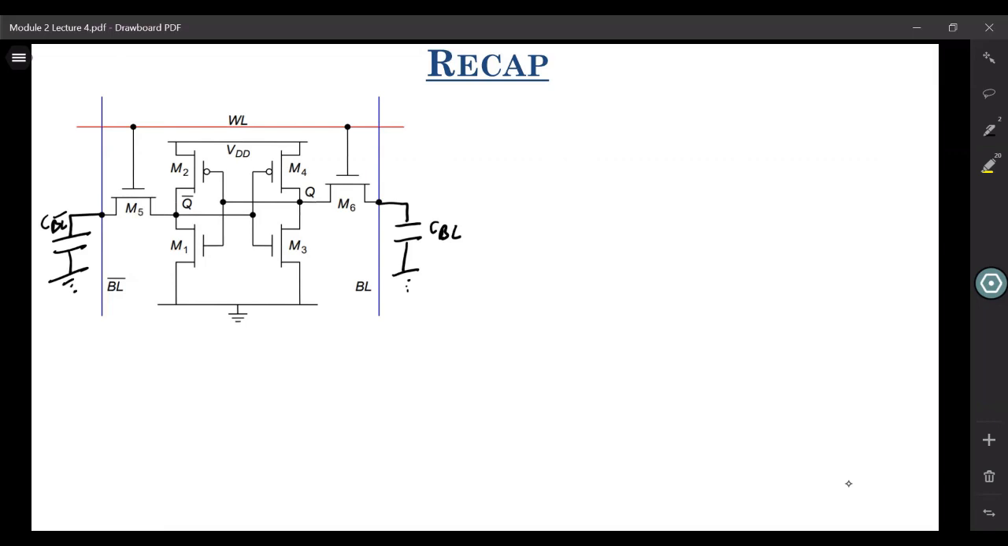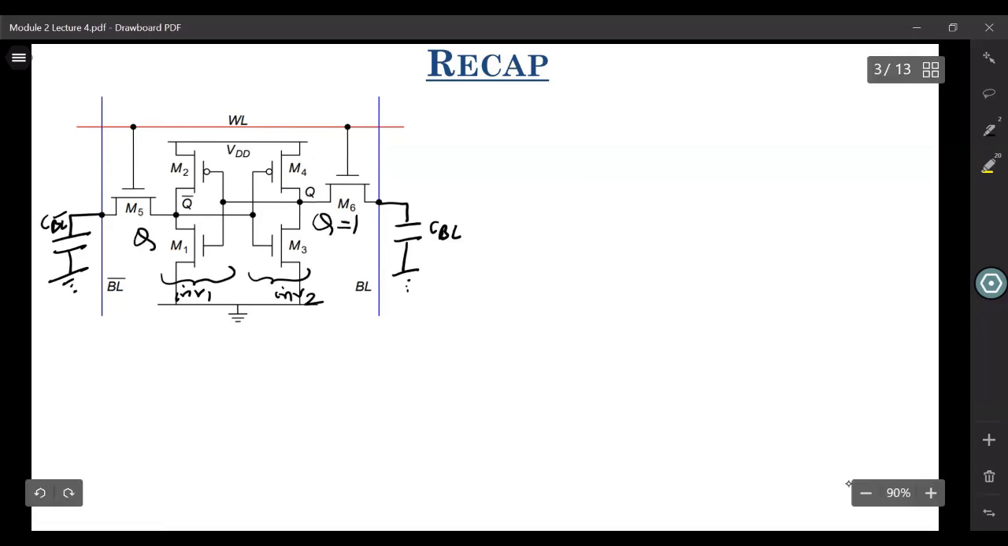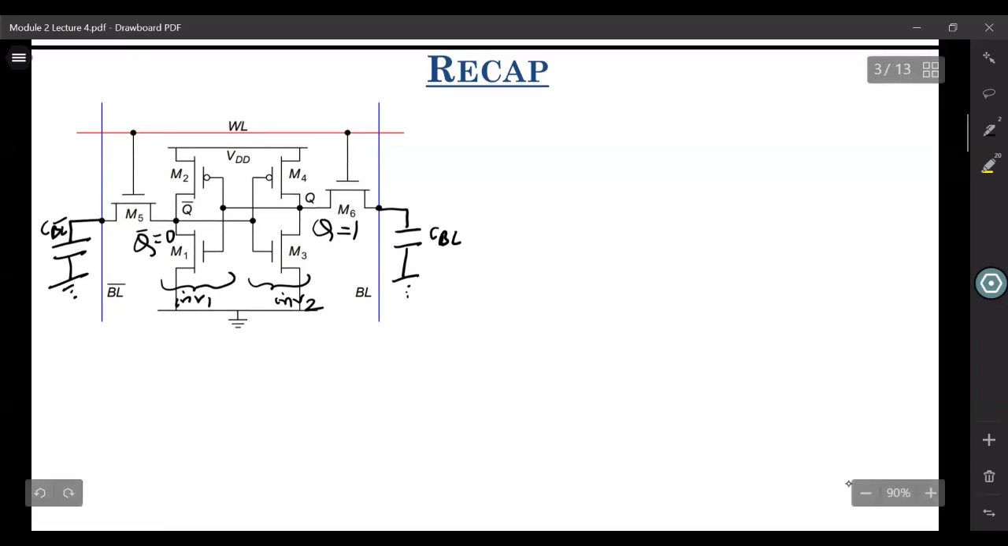Then let us represent this as inverter 1. Let us represent this as inverter 2. This node is Q. We were discussing the case where Q was equal to 1 and Q bar was equal to 0. Now let us look at the read process. How we can represent this SRAM cell in terms of the cross-coupled pair that we were discussing. Let us look at that.